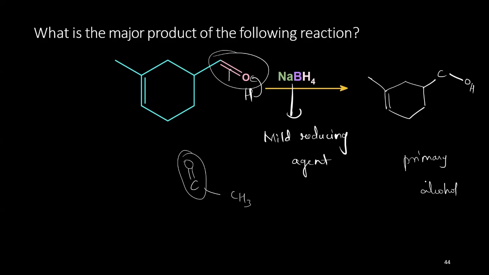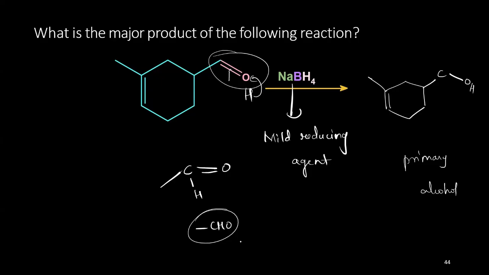What is this group called? If you see here, it is like this, C double bond O, and the carbon also has one hydrogen. So this is like a CHO. CHO is nothing but the aldehyde. So the aldehyde is converted into the primary alcohol when there is a mild reducing agent. So just remember, this is an aldehyde group and this is a primary alcohol. So when you use the mild reducing agent, aldehydes will convert into primary alcohols.